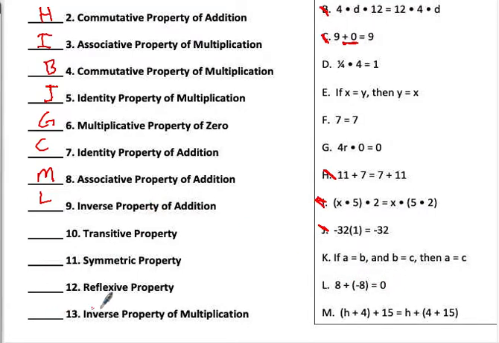What about the inverse property of multiplication? That's the one I was thinking of a minute ago. I didn't take my own advice. D, because we've got a reciprocal and it equals 1. That's the inverse property of multiplication. So D.